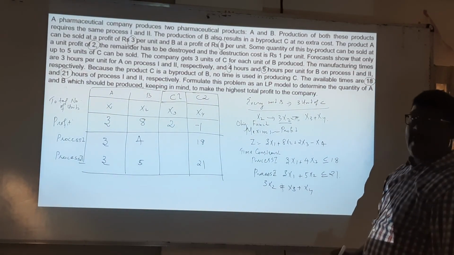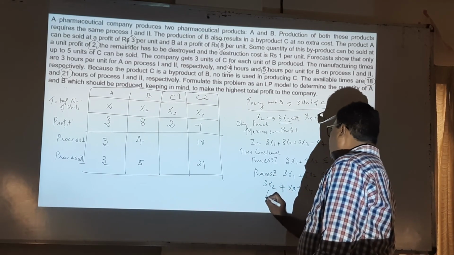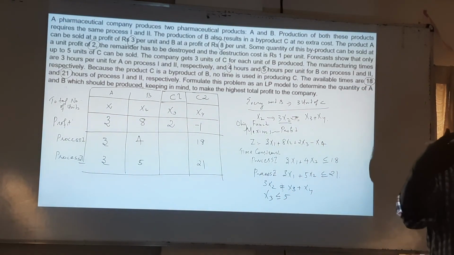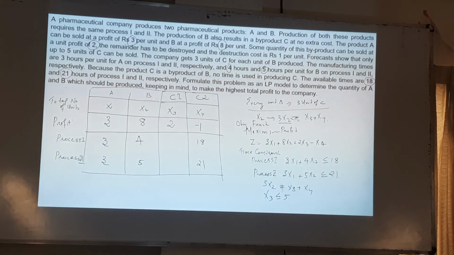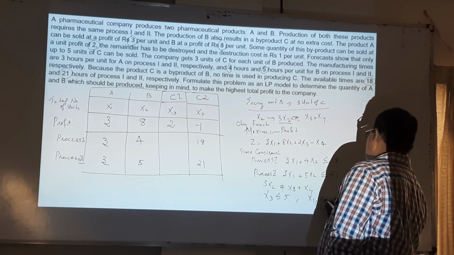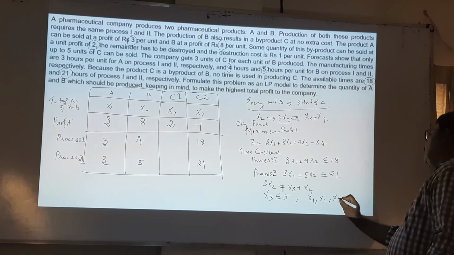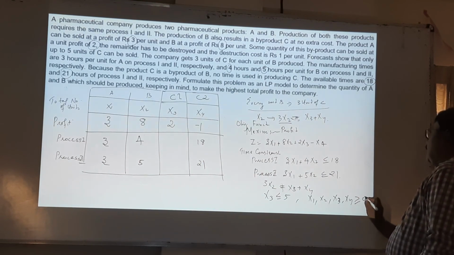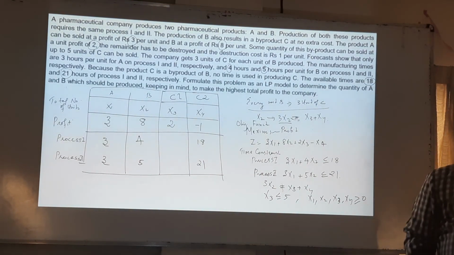Now how much maximum x3 can be sold? Maximum x3 that can be sold will be 5. You cannot go beyond that. Correct? Next, the non-negativity constraints: x1, x2, x3, x4 should be greater than or equal to 0, and that is the solution to the formulation.